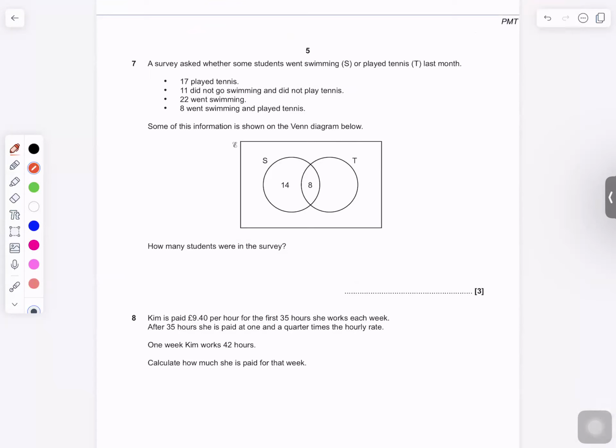I put 9 in the tens box, 11 on the inside, but the box around, and I think that was it. And I said there was 42 students. Yes, 42 is correct, because I have 14, add 8, add 9, add 11. And question number 8.